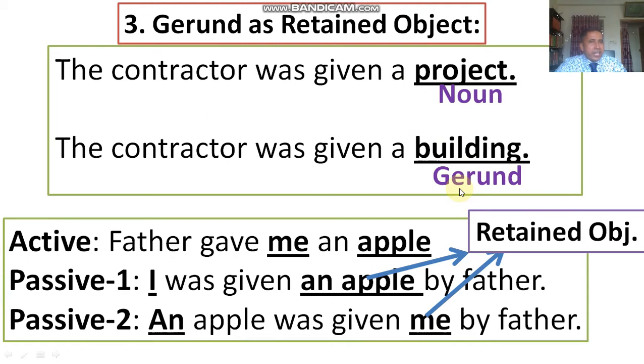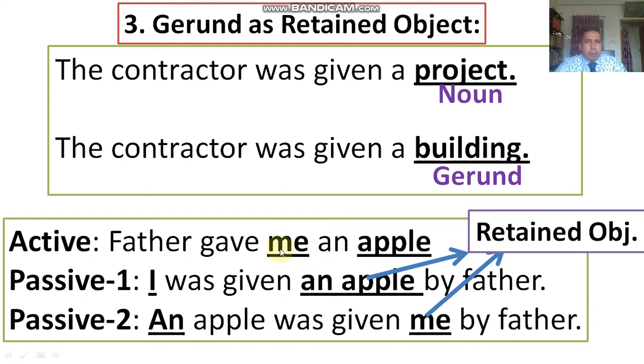But after adding ing, building has become a gerund. So, dear students, let's know what an object is, so you should be clear. If we follow the active or passive voice, I think you will be more clear. Father gave me an apple. Here, me and apple are two objects.